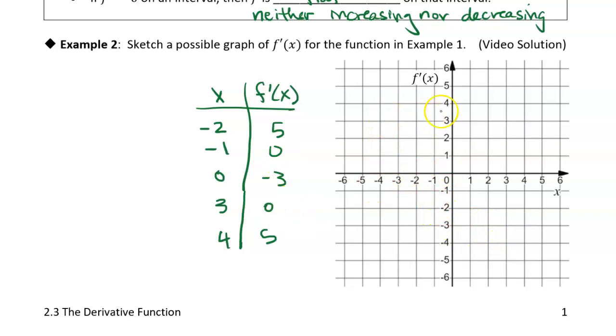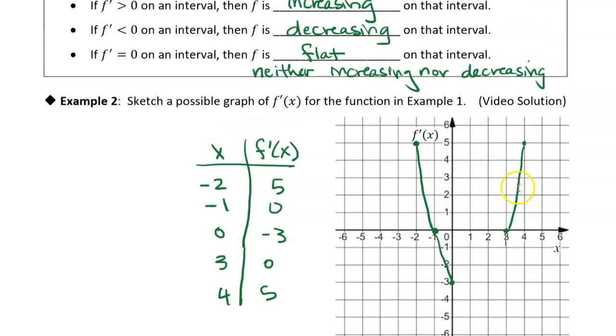I'm just going to graph those values. So -2, 5 is right here. -1, 0, 0, -3. I had 3, 0. 3, 0 is here. And I have 4, 5. Now you can see it's a little asymmetric, and that's mainly because I only took a few points. So let's go ahead and connect up what I've got. But you can see I'm kind of missing some values.